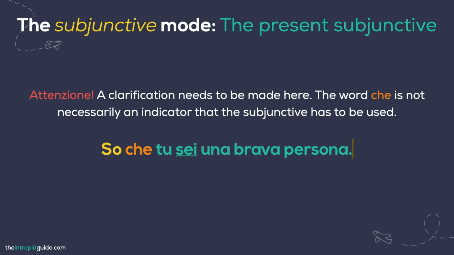Attenzione! A clarification needs to be made here. The word che is not necessarily an indicator that the subjunctive has to be used. Even though this is true most of the time, remember that the subjunctive expresses uncertainty. So when something is certain, like in the following sentence, we don't need the present subjunctive, but the present indicative instead. Take a look at this. So che tu sei una brava persona. I know you are a good person. According to the speaker, this is not an opinion, it's a fact.